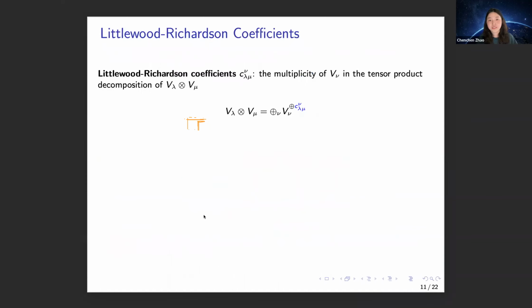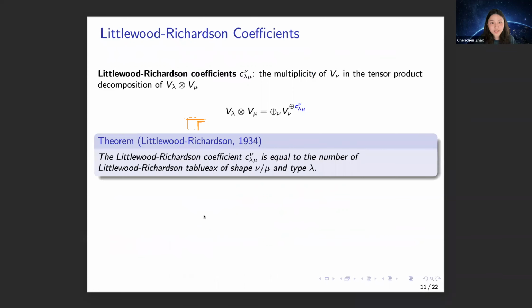And the Littlewood-Richardson coefficients are also multiplicities, the multiplicities of the Weyl module in the tensor product decomposition of 2 Weyl modules. And we actually have a combinatorial way to interpret these Littlewood-Richardson coefficients. They are equal to the number of Littlewood-Richardson tableaux of shape nu minus mu and type lambda.